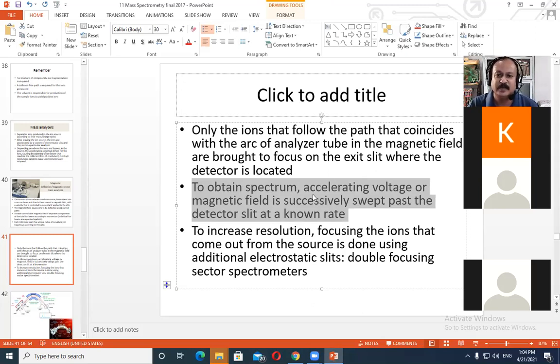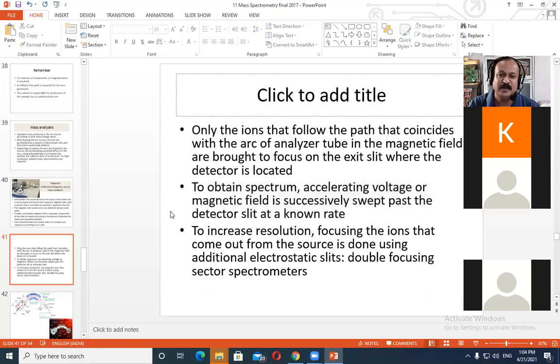Sir, can there not be neutral ions? Yes, if they are neutral ions, then? Neutral ions are not considered here. They will be allowed to drain away. Okay, they are not allowed to go to the detector.